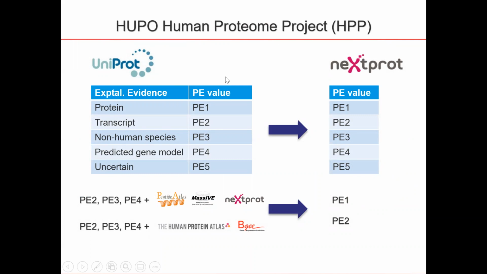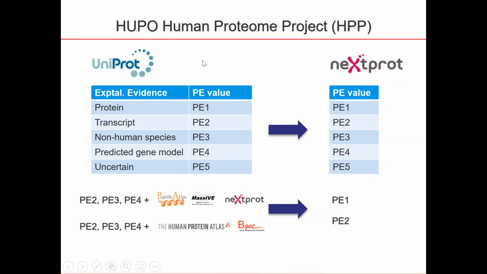And to do so, we will consider the protein existence value that is in UniProt, where when there is experimental evidence at the protein level, it's PE1. When it's evidence at the transcript level, it's PE2. The value is PE3 when there's evidence coming from a species other than human, PE4 when the evidence comes from a gene model, and PE5 means it's rather uncertain whether the protein exists.